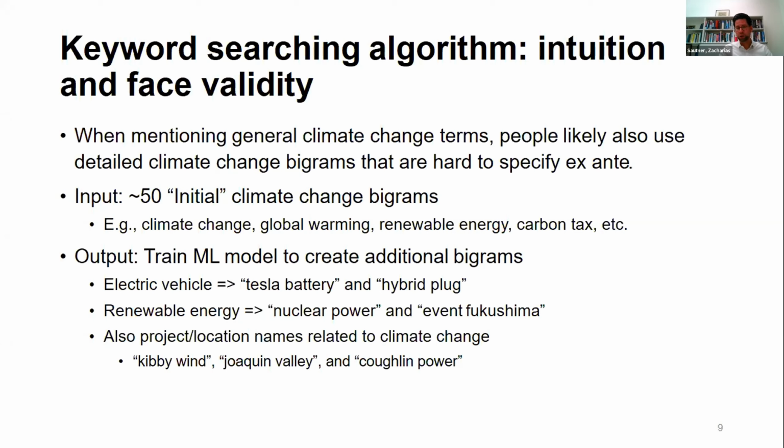Another example, renewable energy, right? So some of the words you may come up with, nuclear power, but others may be more difficult. For example, event Fukushima, or if you look at specific projects, locations related to climate change exposure, right? It would be very hard probably to identify initially words such as Kibi Wind, Joaquin Valley, or Kotlin Power. At least we wouldn't have been able to come up with them. But it turns out that these are important climate change bigrams that, so our machine learning model tells us, arise when people talk in these conference call conversations about climate change topics.